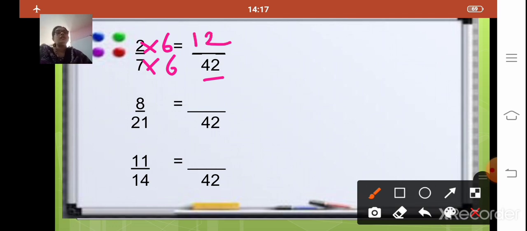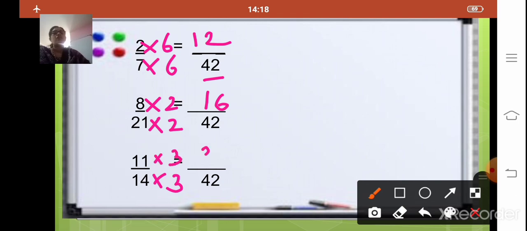Okay. Now 21, how many times is 42? That is 2 times, correct? So 21 times 2 is 42. 8 also will multiply by 2. So your numerator will become 16. Now 14, how many times is 42? 14 threes are 42, correct. Same way 11 also you multiply by 3. So your numerator will become 33.